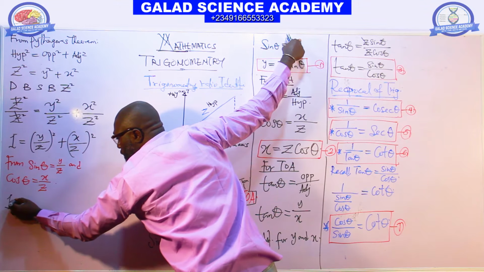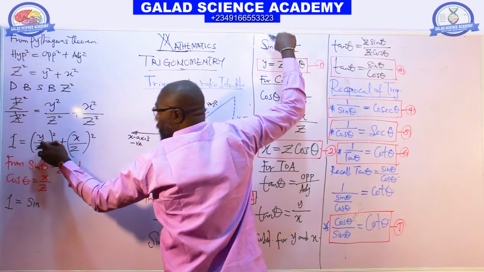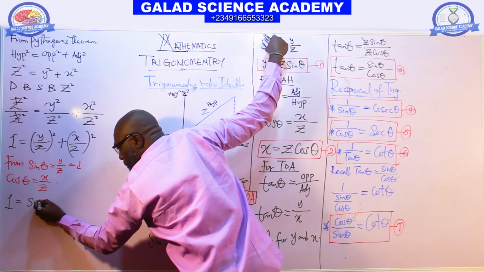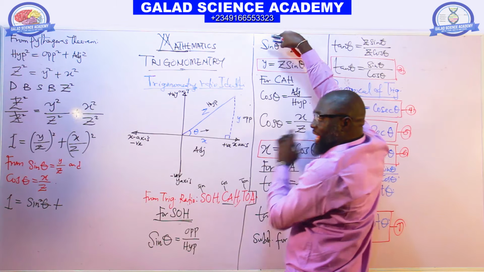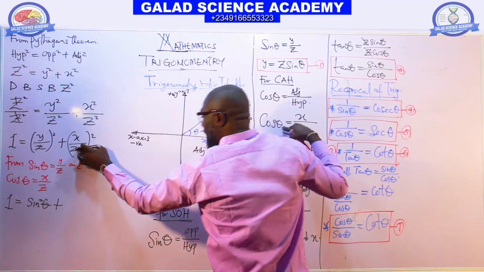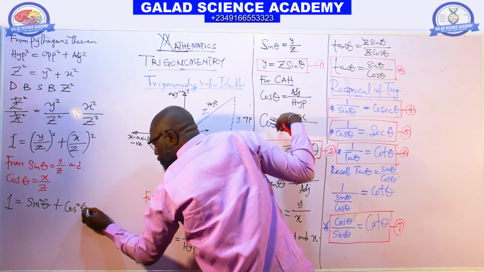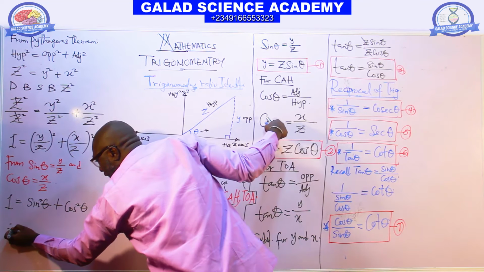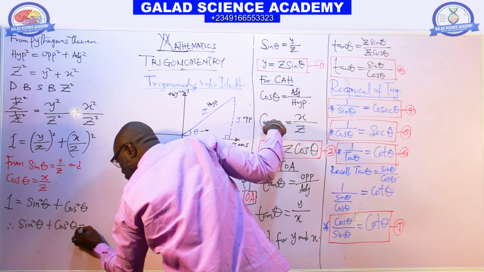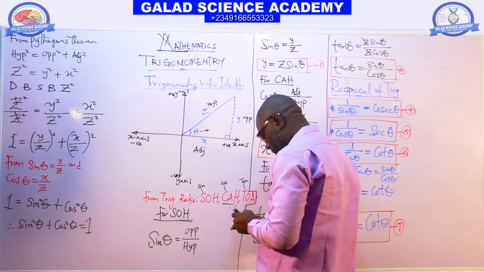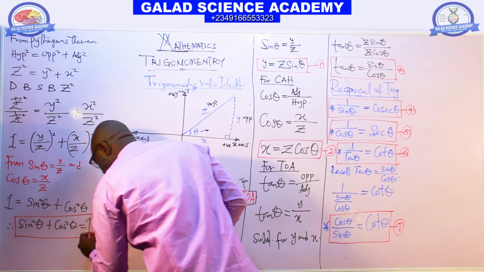We have 1 equal to sine, since y over z is sine from here. Put it here, this square will come here, sine theta plus x over z, which is cos theta. We now have a plus cos, put the square here. Therefore, we will now have sine square theta plus cos squared theta equal to 1. So we stop at equation 7 here. We call it equation 8.